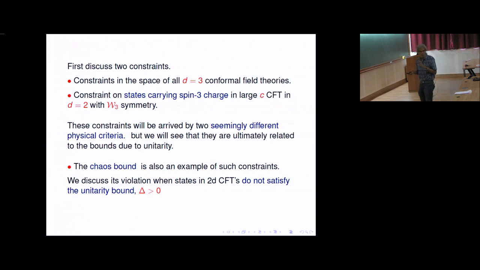So these constraints, though the way we arrive at them is quite different from the naive way you saw how these constraints were derived, just the Virasoro algebra constraints, for instance, where we impose positivity of norm. The way we arrive at it is seemingly different, physically different, but they are related. In some cases, we'll be seeing more hint about the relation, but in some, we haven't proceeded that far. And the chaos bound is also an example of such a constraint, and we will discuss its violation actually when states do not satisfy such a constraint.